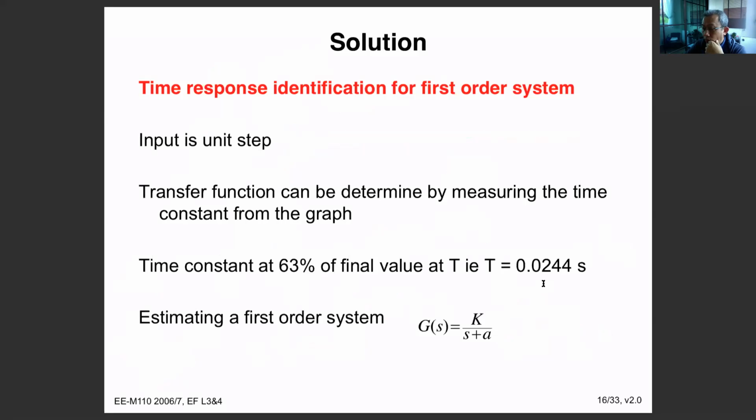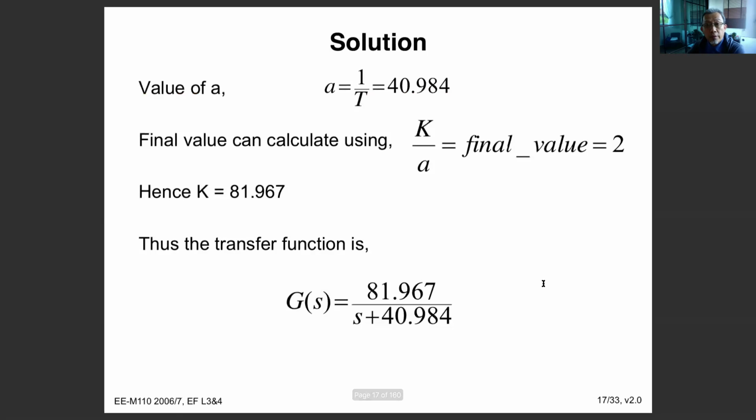Okay, 0.0244 seconds. Right. So we estimate the first order model structure. G is equal to K over S plus A, where A is equal to 1 over tau. Okay. Right. So A is 1 over tau. Tau is 0.0244, which gives you 40.9, the value of A.